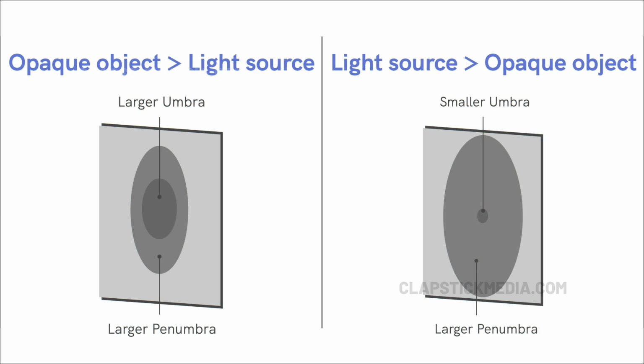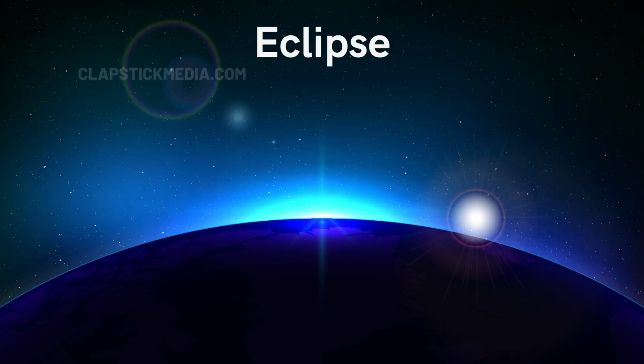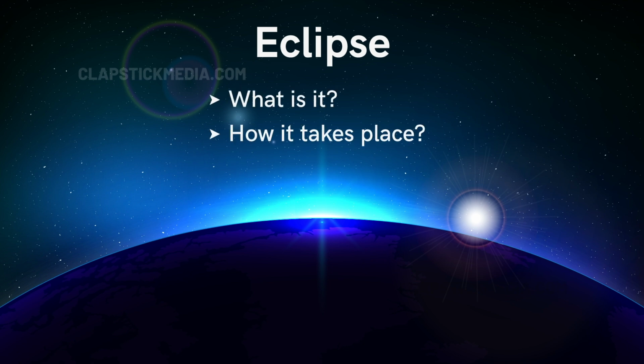Here, we've studied how the change in the size of the opaque object and the distance between the object and the screen affect the size of the shadow. Did you know that due to shadowing, a beautiful natural phenomenon like eclipse takes place? But what is an eclipse? How does it take place? And what are the different types of eclipse? Curious to know? Do watch our upcoming videos to find out.